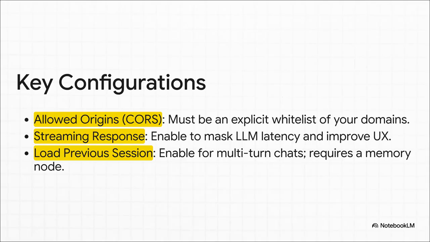Okay, beyond authentication, there are three other critical settings. First, allowed origins, your CORS policy. You have to explicitly whitelist your domains. Using a wildcard here is just asking for trouble. Second, enable streaming response. Trust me, just turn it on. It makes your AI feel so much faster to the user. And third, for real back and forth conversations, you gotta enable load previous session. Just know that it needs a shared memory node to work.